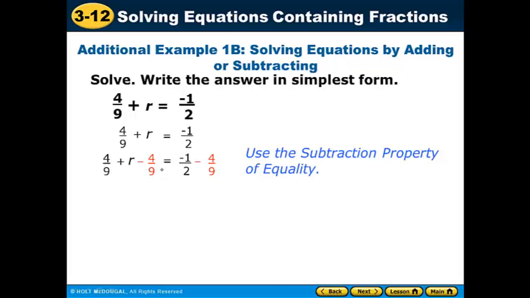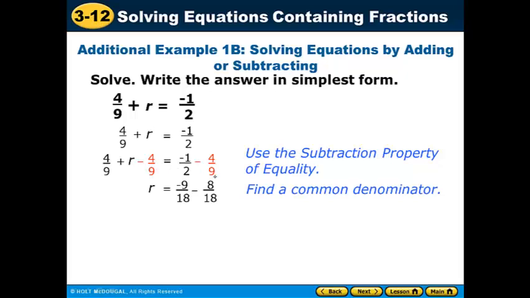Once we subtract 4/9, these will cancel each other out, and we do negative 1/2 minus 4/9. So this will be r. Now why do we only put r here? Because 4/9 and negative 4/9 cancel each other out. It's like saying 4 minus 4. We know that's 0. Same thing, 4/9 minus 4/9 cancel each other out.